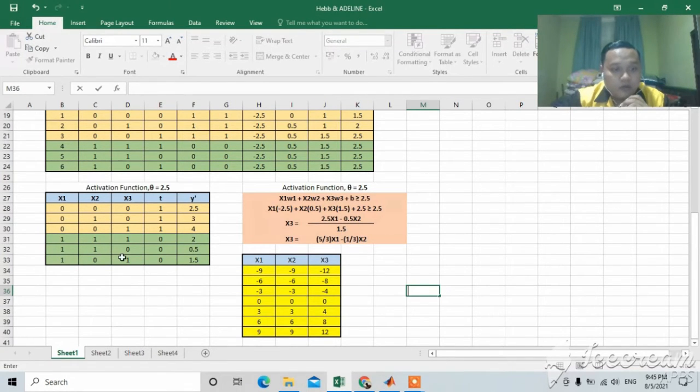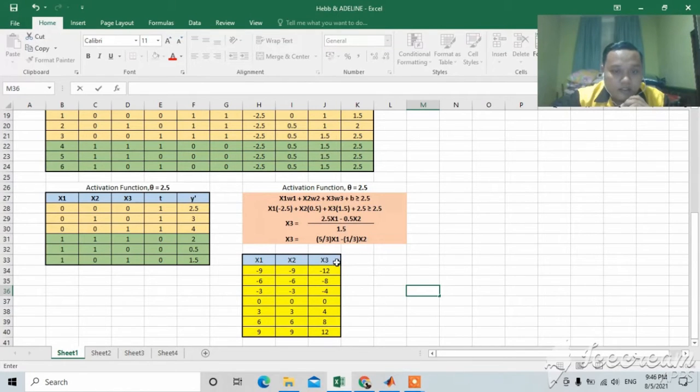And for 1, 1, 0, we got 0.5, based on the calculation negative 2.5 plus 0.5 plus 2.5. And the last one is 1, 0, 1, which is negative 2.5 plus 1.5 plus 2.5, and the y new is 1.5. And this is the calculation to get the linear line for the Matlab calculation.